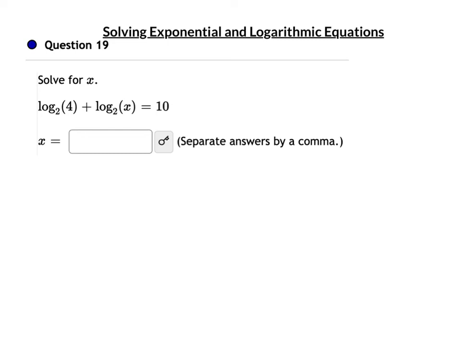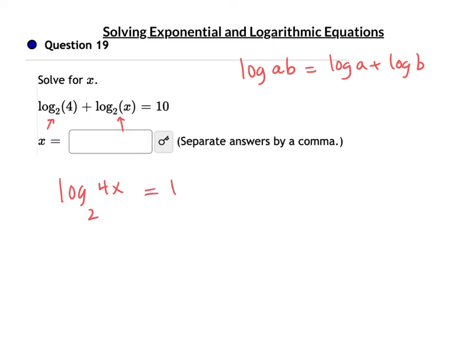On question 19, we need to use our log rules. You know that when you add your exponents, that's when you're multiplying. The log of AB is equal to the log of A plus the log of B. In other words, I'm going to turn this into the log base 2 of 4x. This works because the bases are the same. We can't do this unless the bases are the same. It's the log base 2 of 4x equals 10. Turn this into an exponential expression. 2 to the power of 10 equals 4x.